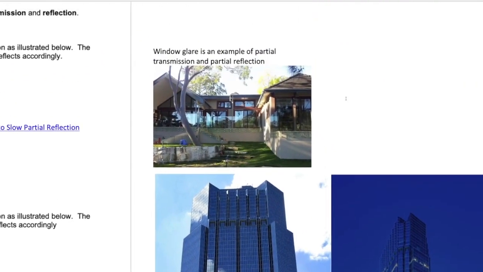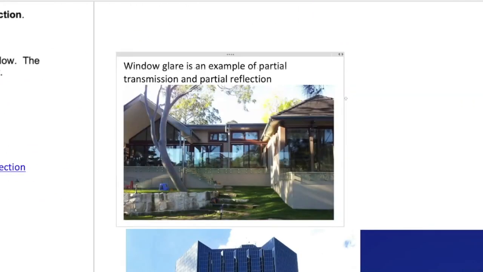So what are some practical examples? Here's a practical example of partial transmission and partial reflection. This is just a random picture of a house that I found on the internet. I'm sure the owners would be really happy to know that their picture of their home is being used in a physics lesson. But as you can see, take a look at the glass here. At some angles you can see inside of the house. We know that if you're inside the house, you can see outside. But standing outside, you can see the reflection of the sky behind you. So we've got partial transmission and partial reflection.